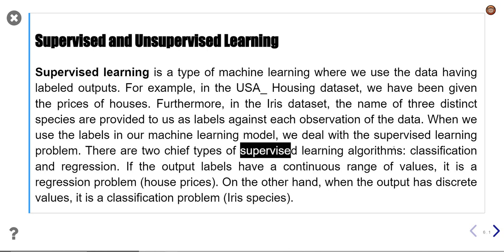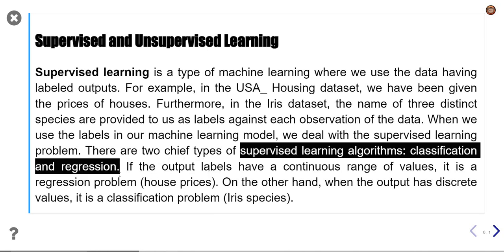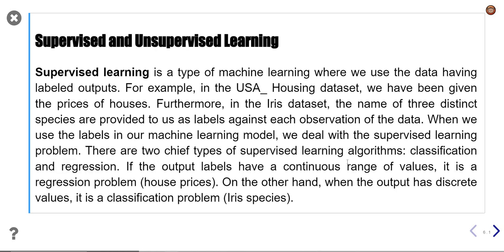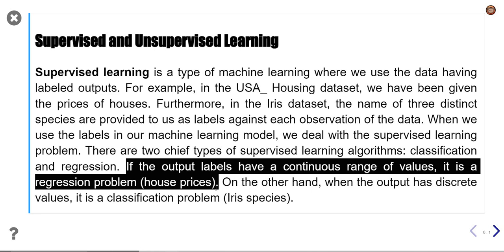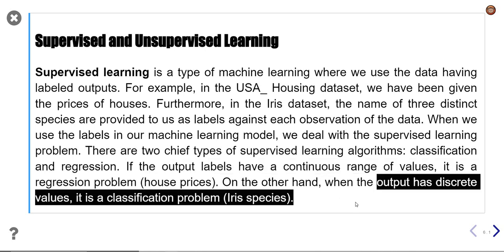So under supervised learning algorithms, there are 2 main types. One is classification, another one is regression. So does the USA housing dataset fall under classification or regression? Regression. It's a numeric value, so it goes to regression. And the IRIS dataset, you classify them based on the types, right? If the output has a continuous range of values, it's a regression. If it has a discrete value, it's a classification problem.